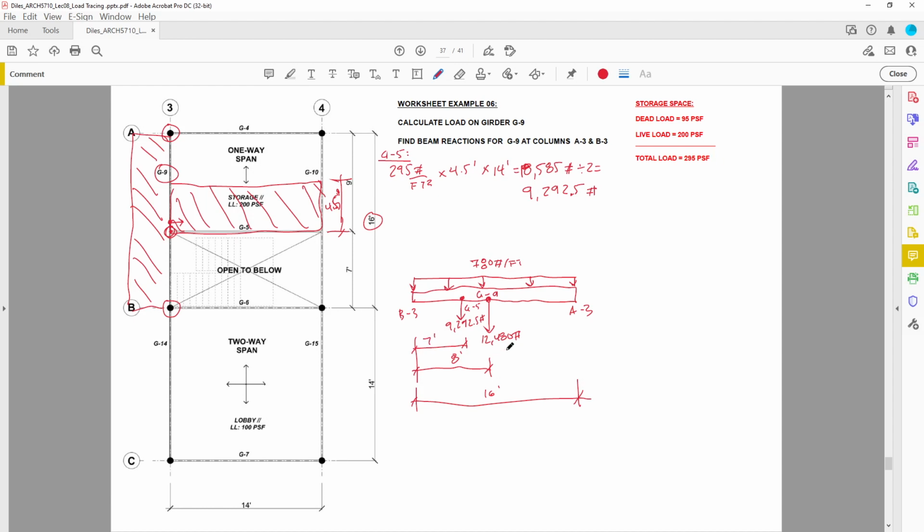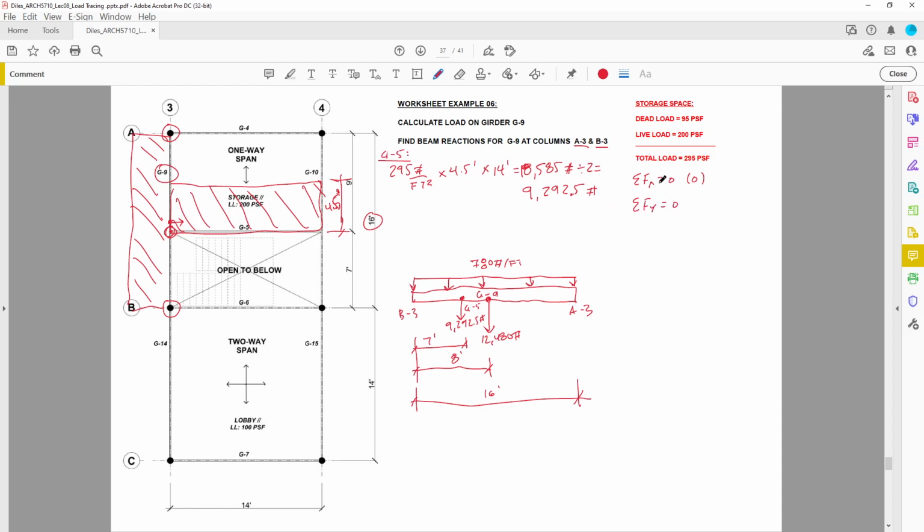Okay, so now we need to do our moment equation because we want to figure out the beam reaction for G9 at B3 and A3. Since we're finding both the beam reactions at A3 and B3, let's go ahead and write our equations of equilibrium. Sum of the forces X equals 0. There are no forces on this, no lateral forces, so we're calling that 0. Sum of the forces Y equals 0.